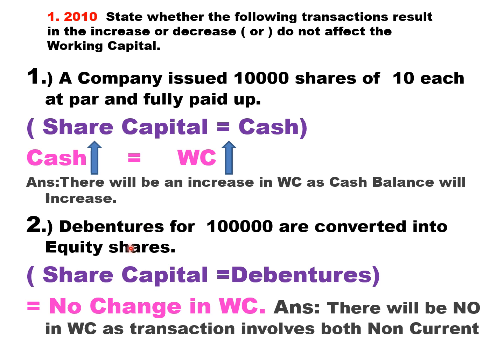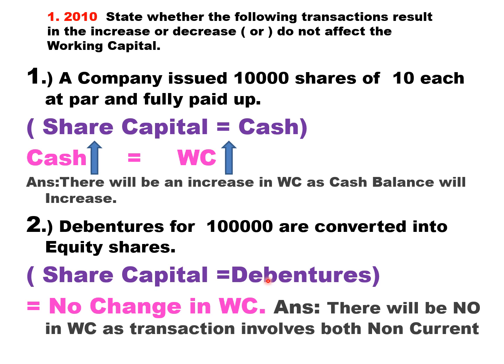Second one: debentures for rupees 1 lakh are converted into equity shares. What are the two accounts that are affected? One is share capital, the other is debenture. So debenture becomes share capital, and there will be no change in working capital. Reason: equity share is non-current, debenture is non-current. As said earlier, working capital will change only if it is between current and non-current.